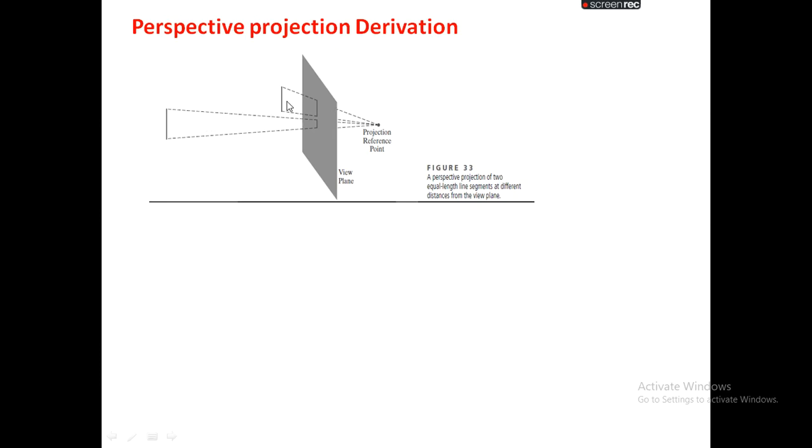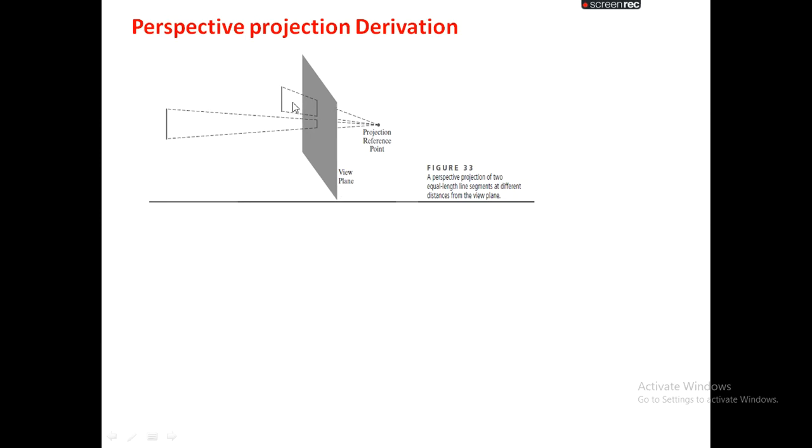When I translate the coordinate position of both the objects on the view plane, I will get one object of smaller size and one object of the larger size on the view plane. So the size of the projected two line segments depends on the distance between the projection reference point and the view plane.